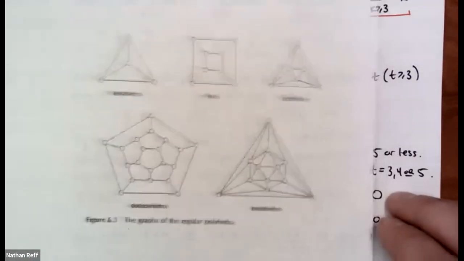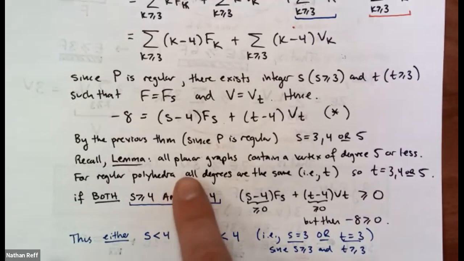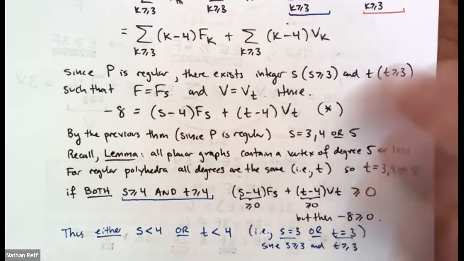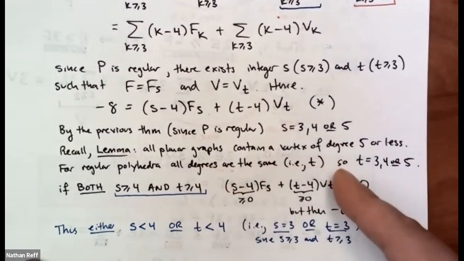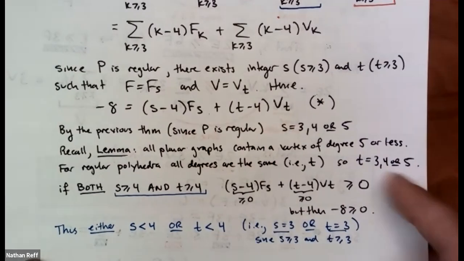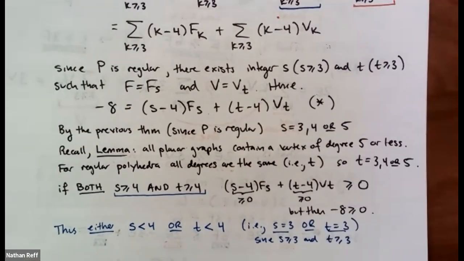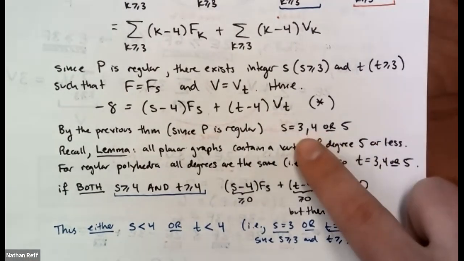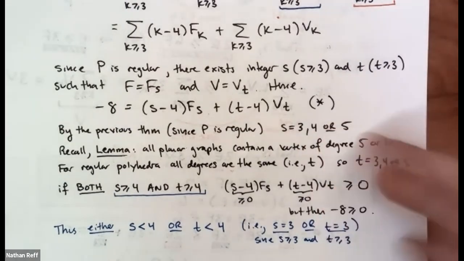And we had a theorem from before that says all planar graphs contain a vertex of degree 5 or less. So if you're talking about regular, where all the degrees have to be the same, then that means this t can only be 3, 4, or 5. Okay. So at the moment, you've narrowed down the number of possibilities from an infinite number to 9, right? 9 possibilities. So you could have s as 3, and then t as 3, 4, 5, and so on, right?